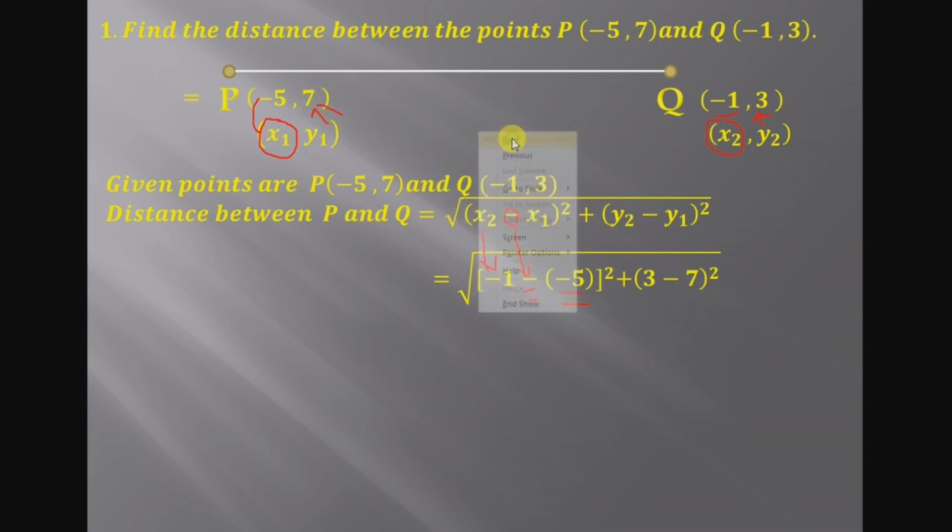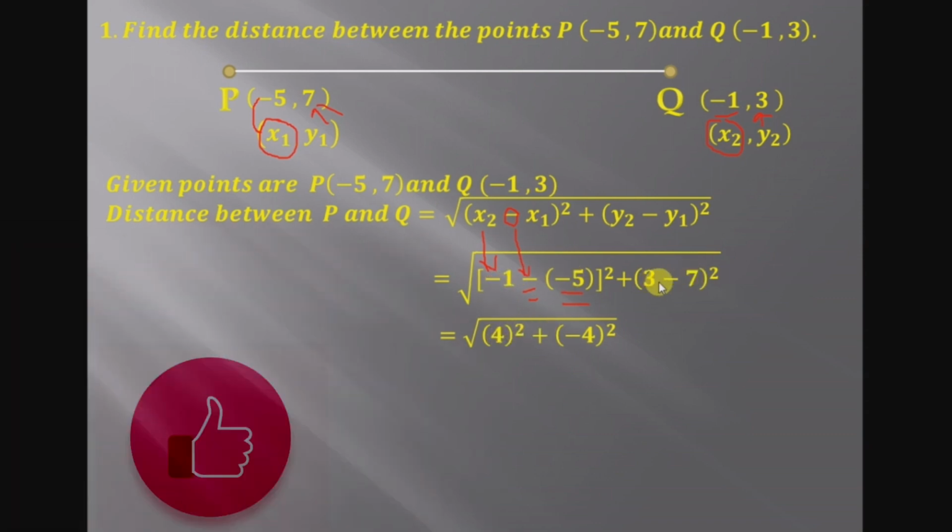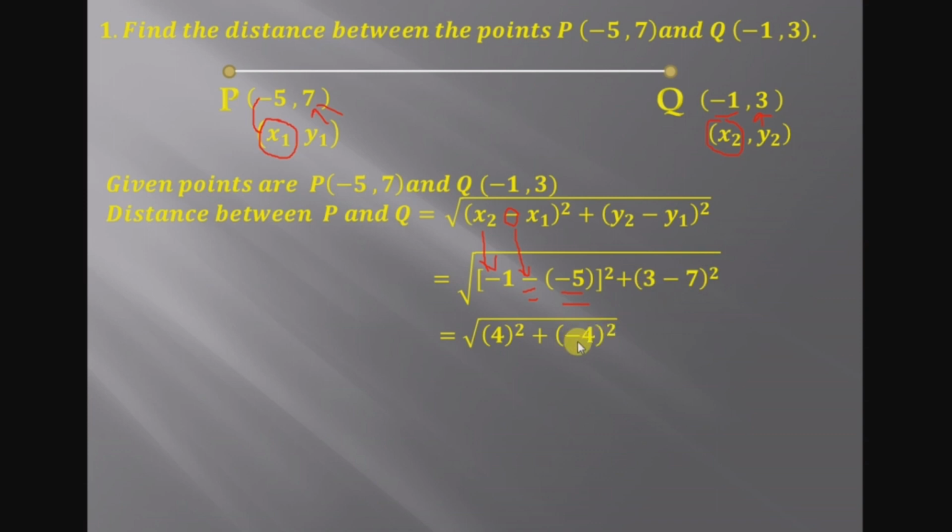Let's simplify it. So now minus into minus is plus, 5 minus 1 is 4, whole square. 3 minus 7, that is minus 4, whole square. Let's simplify. 4 fours are 16, plus, minus into minus is plus, plus into plus is plus, 4 fours are 16. So it's square root of 32, which can be written as 4 root 2. I'll show you how it comes to 4 root 2.